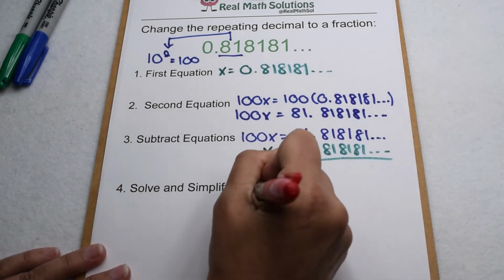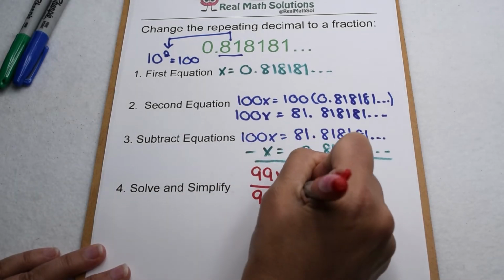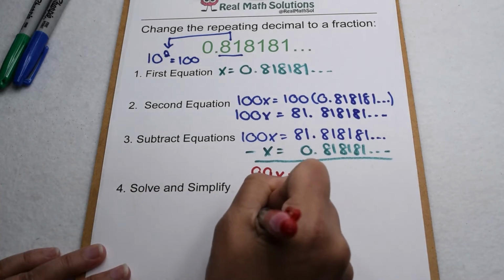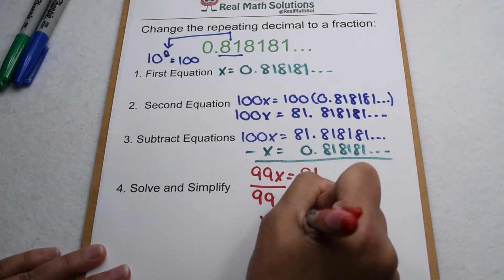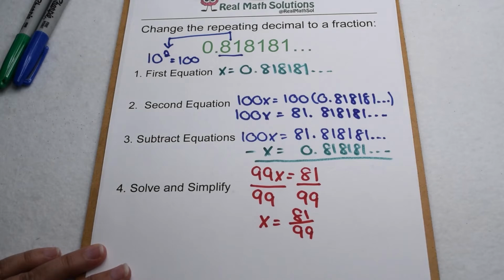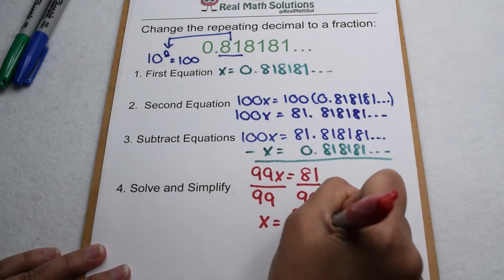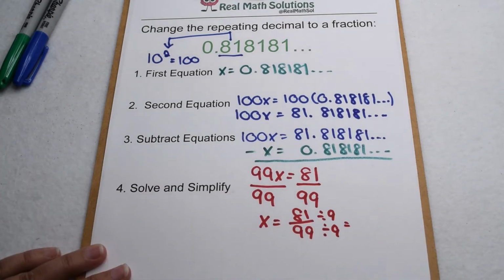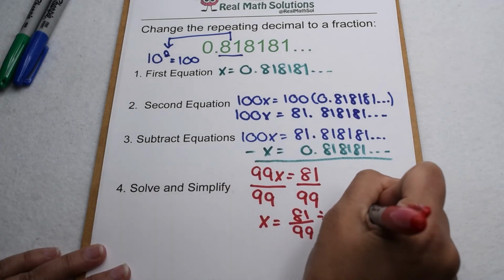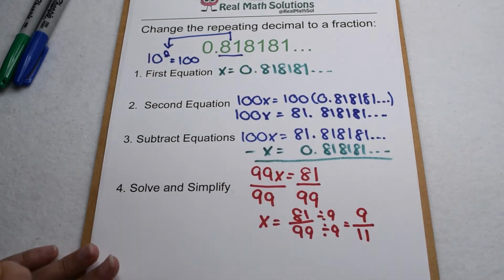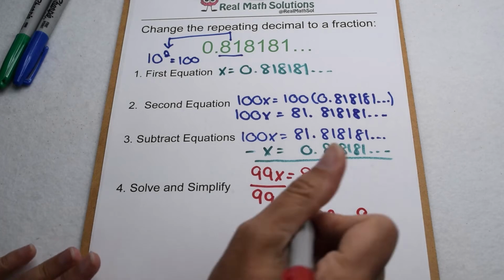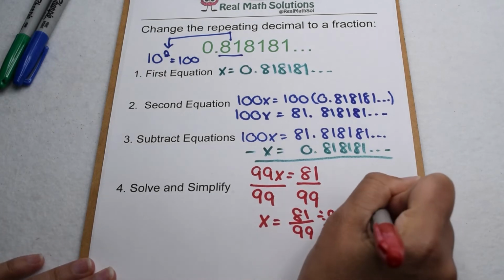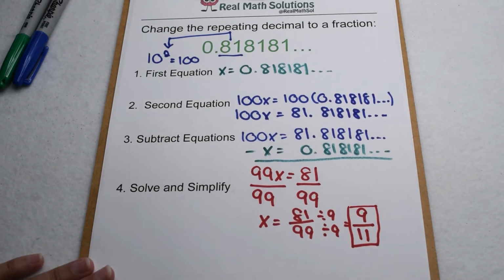Now we have an equation we can solve. We're going to start by dividing both sides by 99. We want to keep that in fraction form, so that means x equals 81 over 99. We can take that and simplify it to lowest form by dividing both the numerator and the denominator by 9. And when we do, that comes out to be 9/11. So the decimal 0.81 repeating in fraction form comes out to be 9/11.